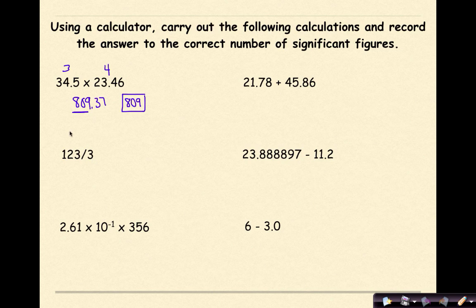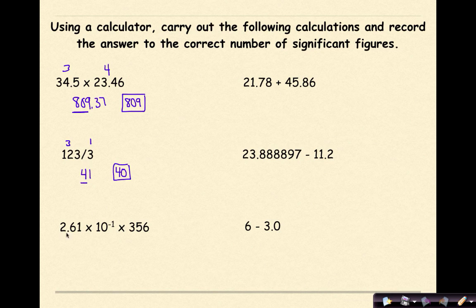123 divided by 3. I have 3 significant figures here. I have 1 significant figure here. When I work this out, I get 41. Now again, I can only have 1 significant figure because I'm dividing. So that means I'm going to keep the 4, but I'm going to replace the 1 with a 0 as a placeholder. So my final answer here for this one is 40.